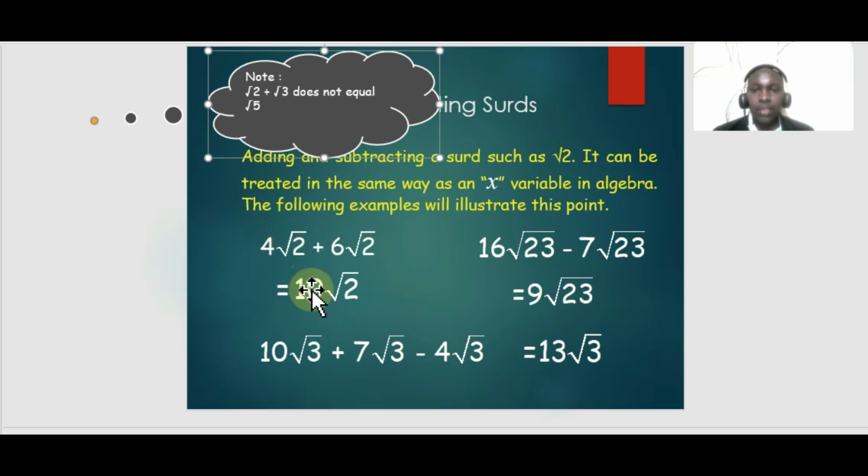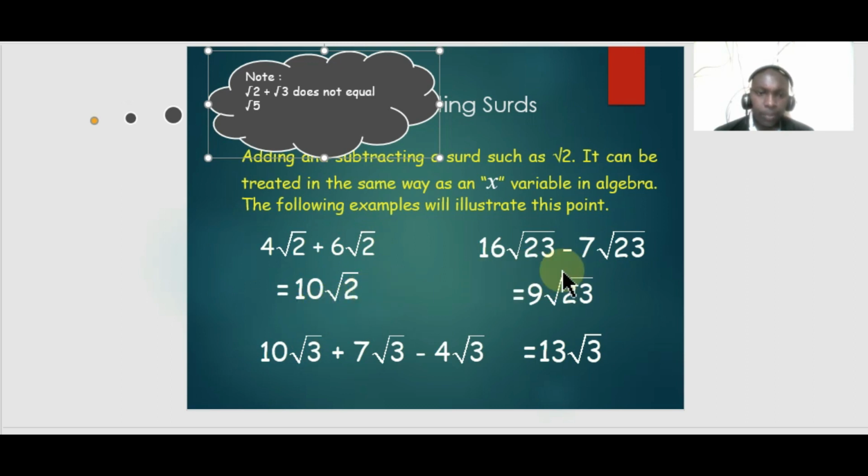So in this case, I'm going to replace this surd root 2 with x. So instead of writing root 2, I'll substitute this one with x. So I have 4x plus 6x, which will give me 10x. And I remember that my x is root of 2, and in my final answer, I should be able to write it as 10 root 2.